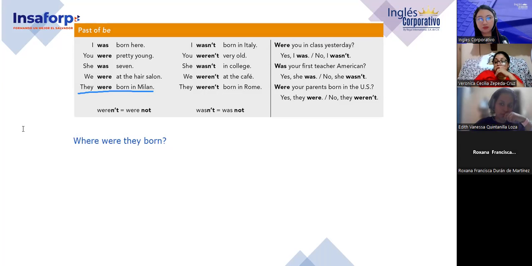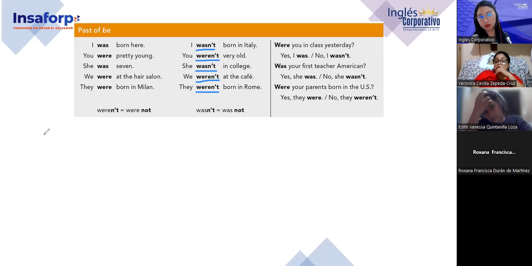Because we have some examples about affirmative and interrogative statements. And please, if you go to the platform, there you have an exercise about the correct pronunciation of the negative statements, in this case, using the verb to be.